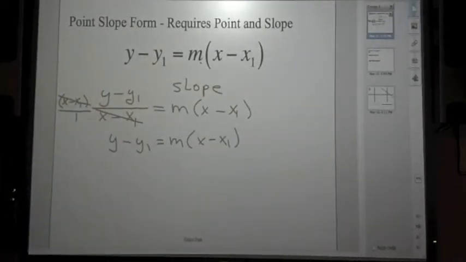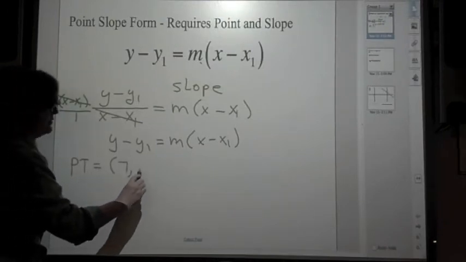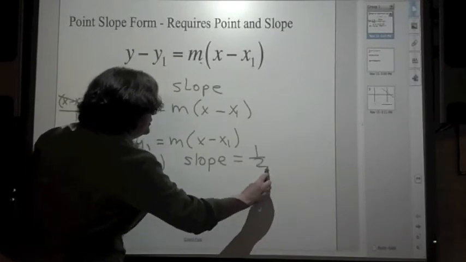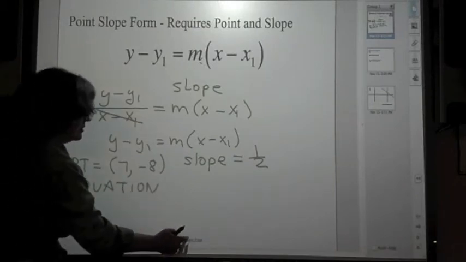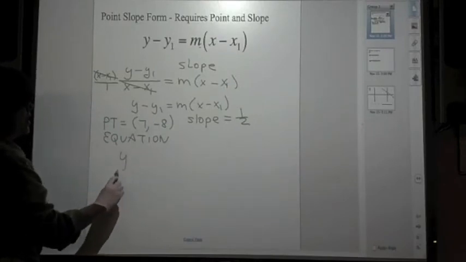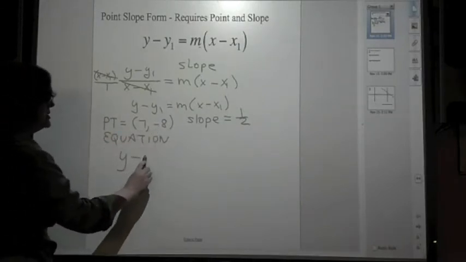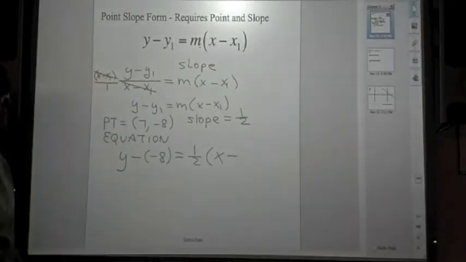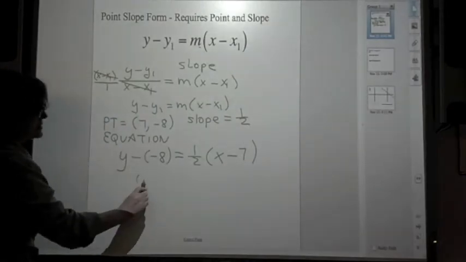So we're going to do one more example here. Going the other way, if we know our point is, say, 7, -8, and the slope is 1/2, the new equation is going to be y minus the y value, which is -8, so y minus a -8, equals the slope times x minus the x value. Now we're going to change this minus a minus, that's still your plus.